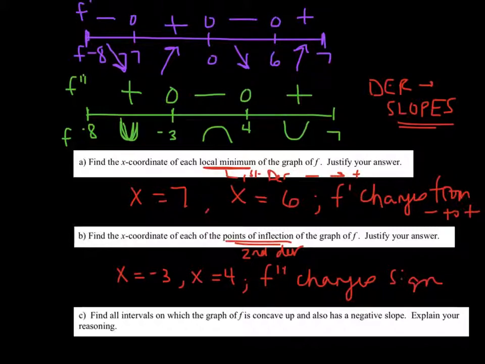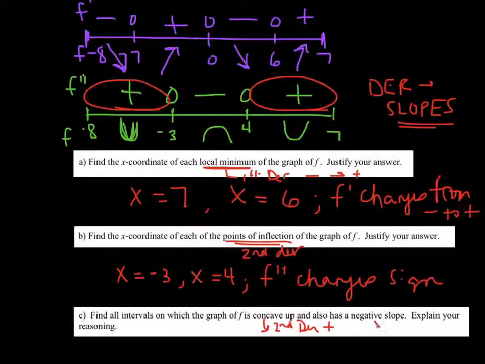Where would I be concave up? Well, that was here, and that was also here. But it has to have a negative slope. So negative slope would be talking about the first derivative. So this was talking about the second derivative being positive, and negative slope is talking about the first derivative being negative. Okay, so that would be here and here.